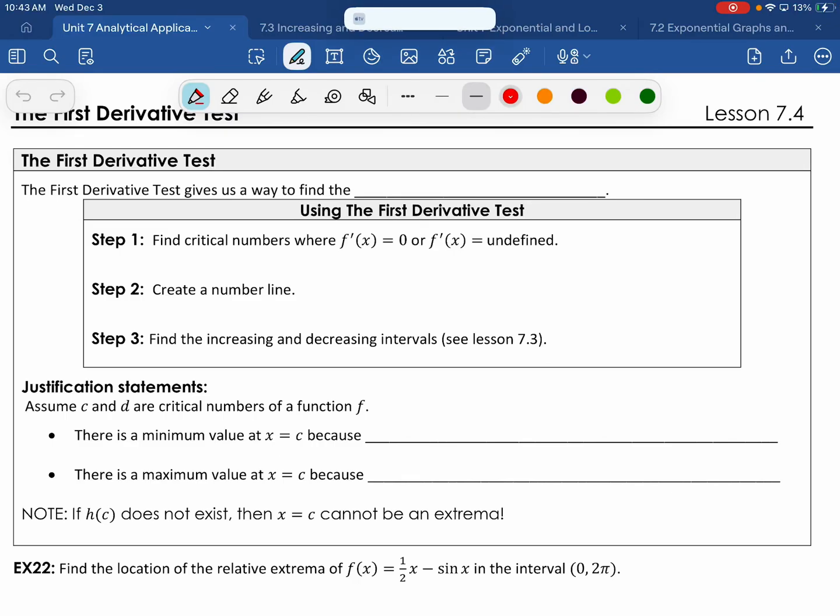So today we are going to talk about the first derivative test. And tomorrow we're going to talk about the second derivative test. It is not like a test for y'all. It is a test of numbers. So it's a process. The first derivative test gives us a way to find the extrema, which are the max and the mins.